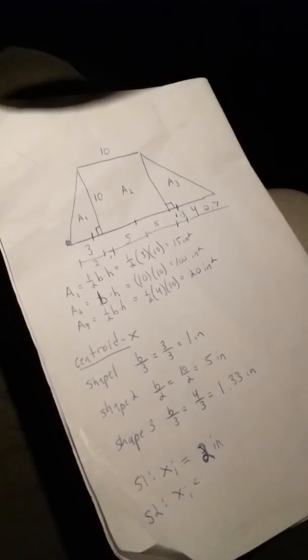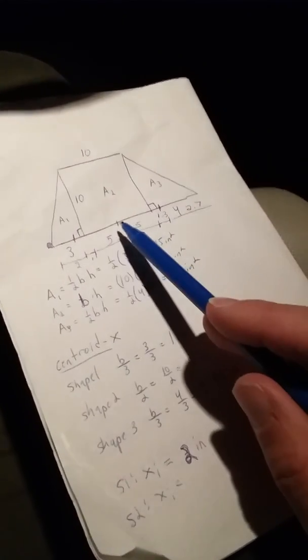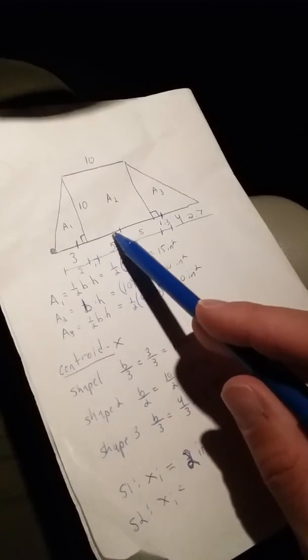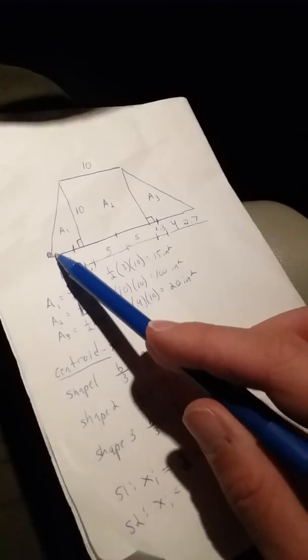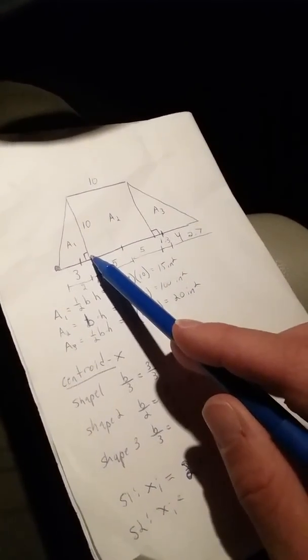So for shape number 2, where am I? I'm here. I went 5 units here, but I didn't go 5 units from my central or common point. I went how far? Well, I went 5, and then I went 3. So therefore, 5 plus 3 is 8 inches, is my xi of shape number 2.